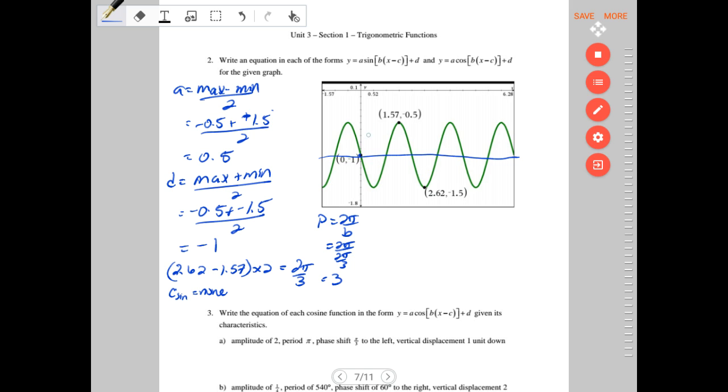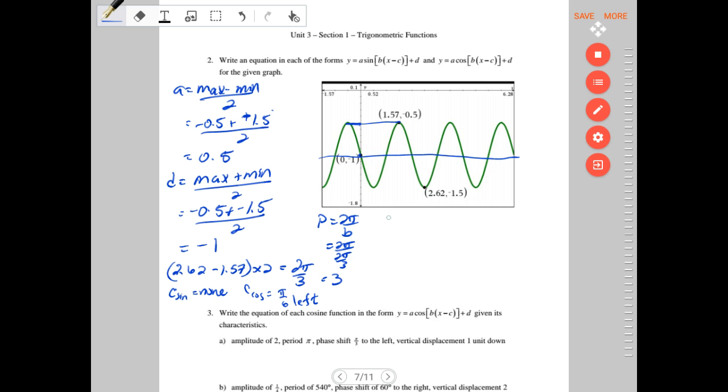Okay, and for cosine, it starts normally at positive 1, but of course this guy got shifted over to 1.57, which is a positive pi over 2. We can also shift it back this way. So if this is a pi over 2, then the other direction to make up the 2 pi over 3 would have to be a pi over 6 to the left. We always try to make sure that our horizontal shifts are the closest amount to the y-axis. So my c for cos will be pi over 6 to the left.